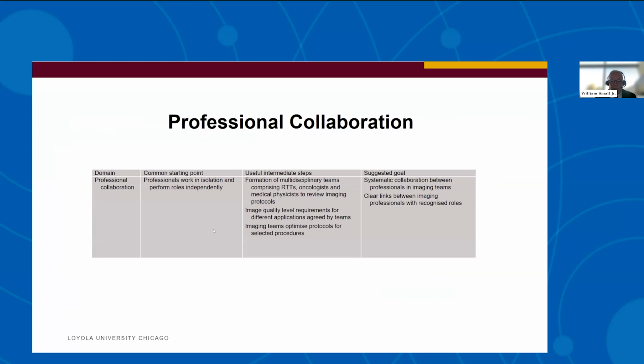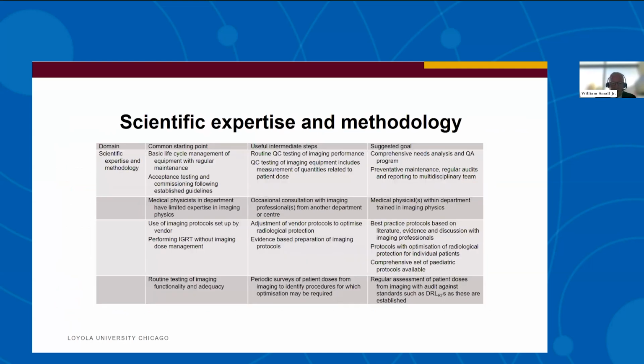I'm going to just really quickly touch on these things. These are professional collaborations. A common starting point is we kind of work in isolation, meaning the radiation physicists don't necessarily always interact a lot with our imaging colleagues. And obviously the suggested goal is collaboration between imaging teams and clear links with imaging professionals with recognized roles. Scientific expertise, again, I'm not going to talk too much about this.